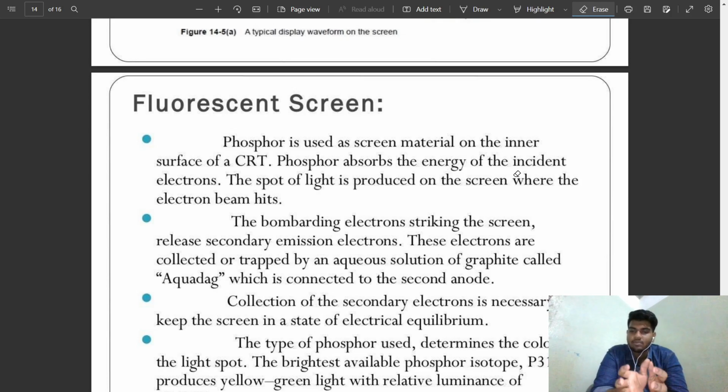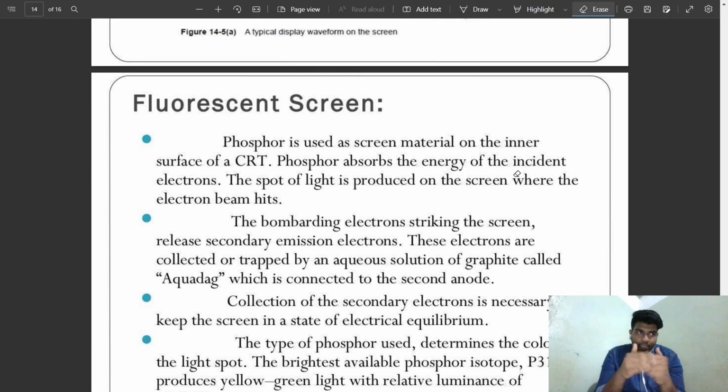These electrons are collected or trapped by an aqueous solution of graphite called Aquadag, which is connected to the anode. First we have the screen, the phosphor screen material on the inner surface of the CRT, and after that we have the aqueous solution. These electrons are trapped by an aqueous solution of graphite made of carbon. Aquadag is the name of the graphite in aqueous solution. When the secondary electrons are emitted from the phosphor screen, they get attached to the Aquadag. Collection of secondary electrons is necessary to keep the screen in a state of electrical equilibrium.